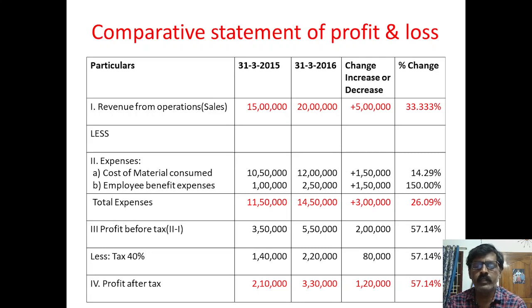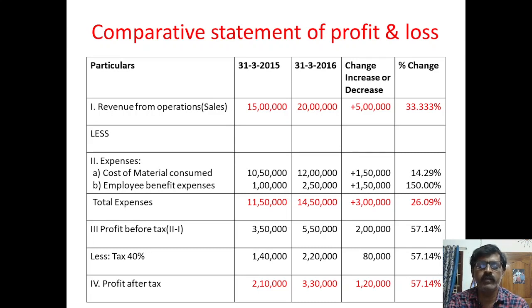Therefore, there is an increase, and the absolute change is 1 lakh 50,000. So 12 lakh minus 10 lakh 50,000 gives us 1 lakh 50,000. Now the percentage is 1 lakh 50,000 divided by 10 lakh 50,000 into 100, 14.29.